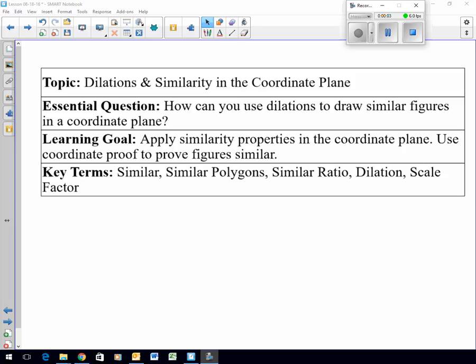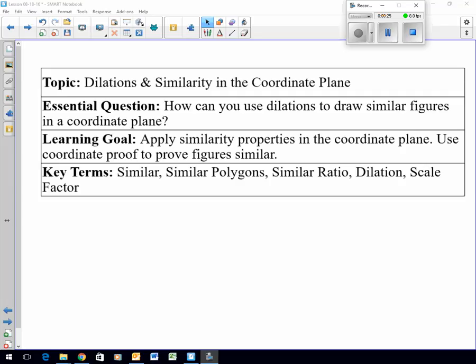Dilations and similarity in the coordinate plane. How can we use dilations to draw similar figures in a coordinate plane? We're going to try to apply similar properties in the coordinate plane and use coordinate proof to prove figures are similar.